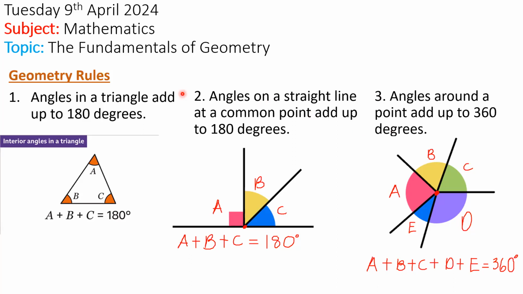Geometry rules. Number 1: Angles in a triangle add up to 180 degrees. Number 2: Angles on a straight line at a common point add up to 180 degrees. Number 3: Angles around a point add up to 360 degrees. Very good. So if we have angles in a triangle, they're going to add up to 180 degrees. If we have angles on a straight line at a common point, they're going to add up to 180 degrees. And if we have angles around a point, they're going to add up to 360 degrees.